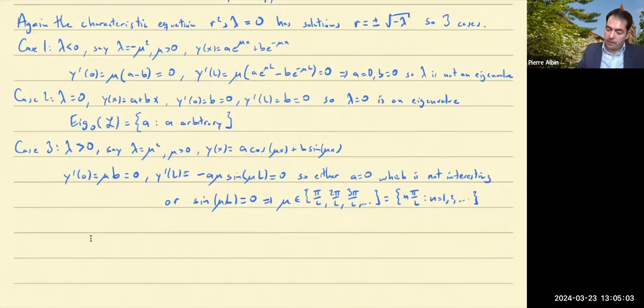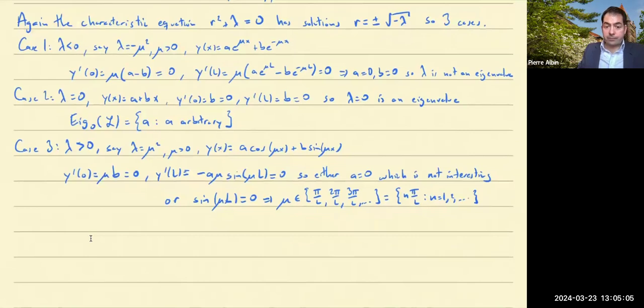Right? So we found eigenvalues that look like this, n starting at 1, and also the eigenvalue lambda equal to 0, right, which we could include here by just letting n be equal to 0.